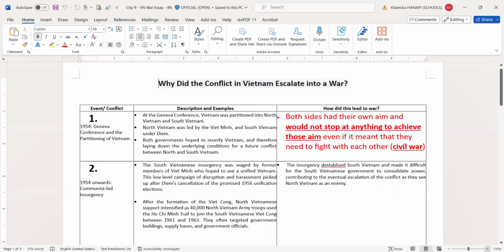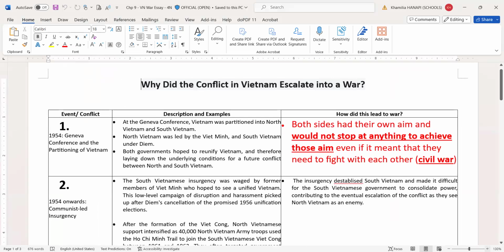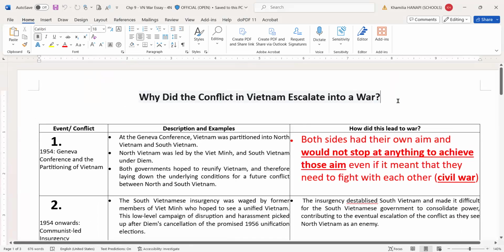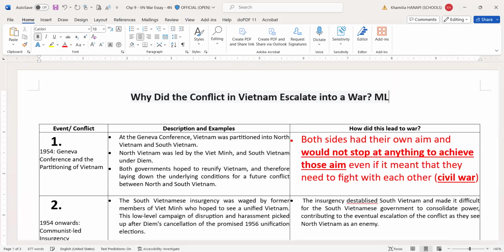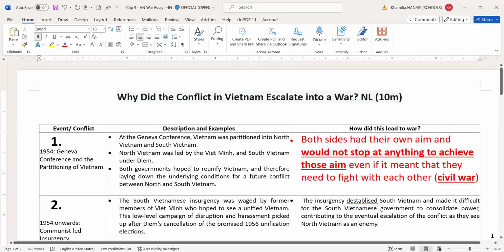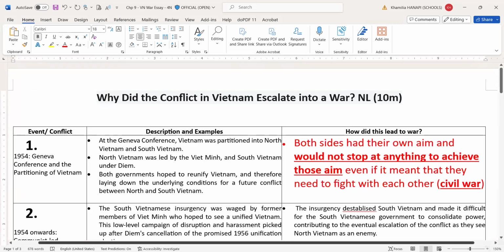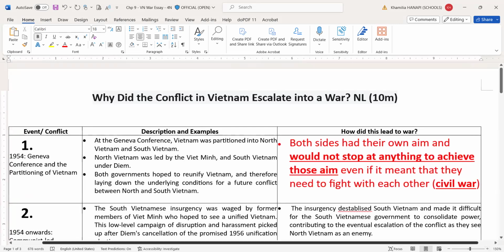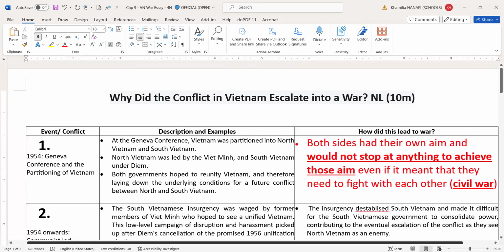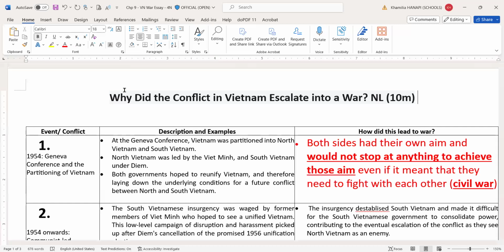You will have it at the back of your part 3 notes. So this is a possible N level 10-mark question where they ask, why did the conflict in Vietnam escalate into a war? What you have in the red color are the ones that have no explanation. So if you're going to answer this question, why did the conflict in Vietnam escalate into a war?